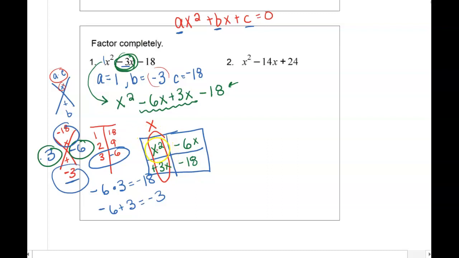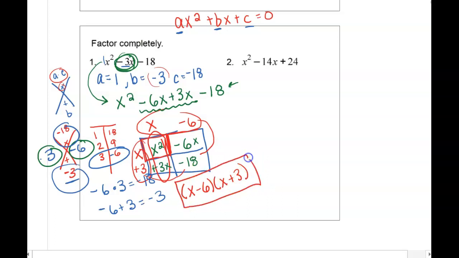Well, if I look at this as an area model now, if the area of this is x squared, well, the only thing that makes x squared is x times x, so this has to be an x. And if this is negative 6x and this is x, then this has to be negative 6. And if this is x up here, this is 3x down here, this has to be a plus 3. And if I've done everything right, my 3 times negative 6 is negative 18, which is good. So these are my factors. So x minus 6 times x plus 3.